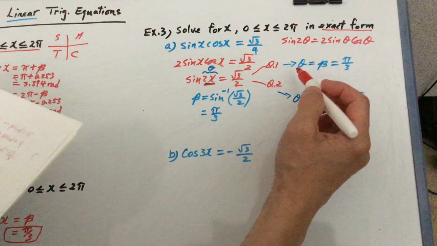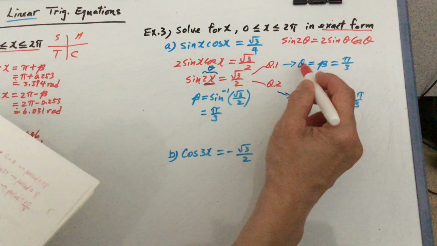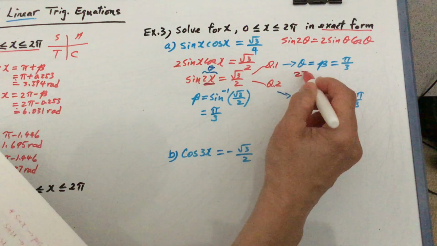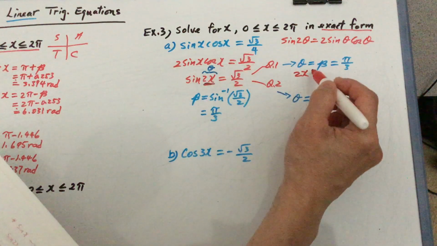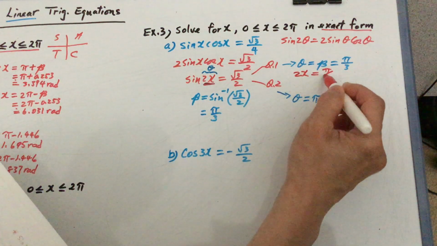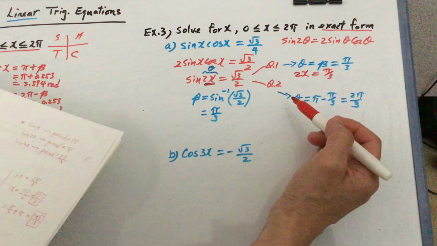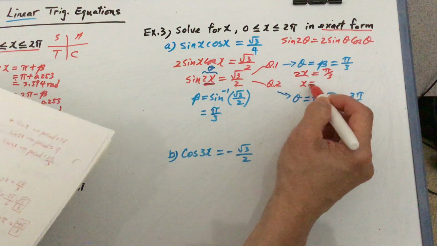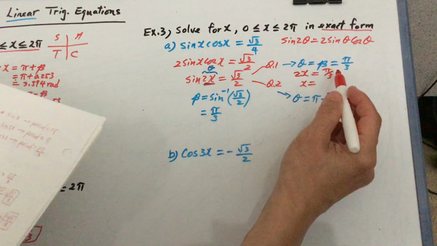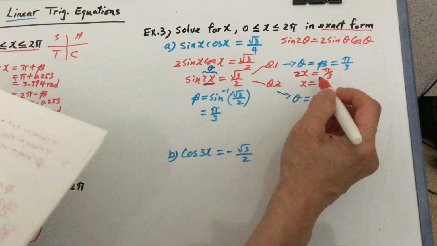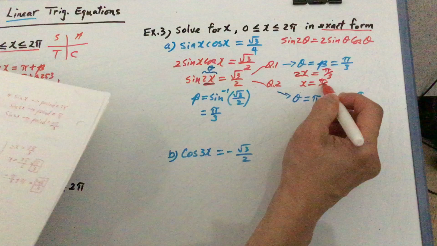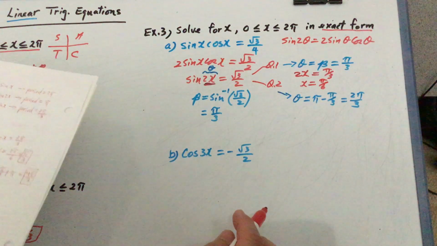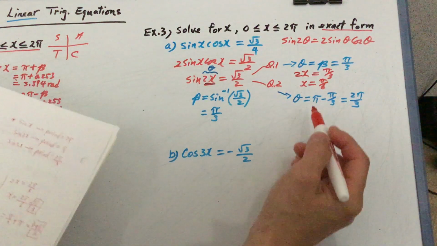Then now I can solve this 2x, because if theta is equal to pi over 3, that means 2x is equal to pi over 3, right? So when 2x is equal to pi over 3, to solve for the x, all you have to do is multiply both sides by a half, okay? So when you do that, you get pi over 6.